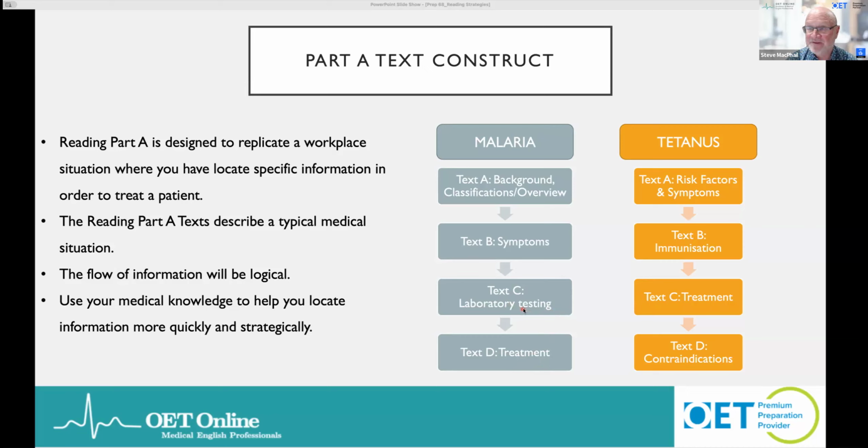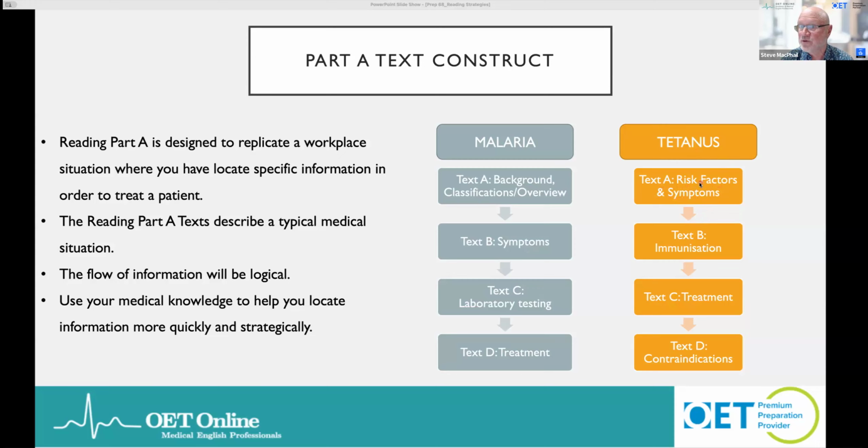Perhaps the lab test is in a table. So each different type of test is evaluated, right? So that could be a table. Symptoms quite often has bullet points. There might be a bit of a paragraph and a list of bullet points so you can skim and scan quickly. If we look at tetanus, perhaps text A is about risk factors or symptoms.